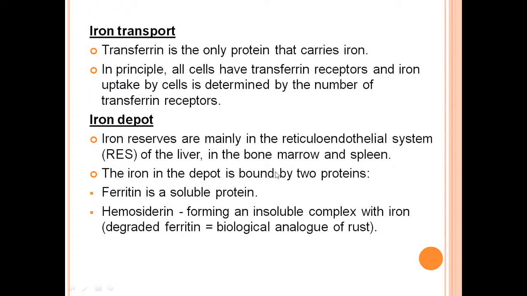The second one, we see two proteins. Ferritin is a soluble protein, and hemosiderin forms an insoluble complex with iron. Degraded ferritin, it means a biological analogy of rust.